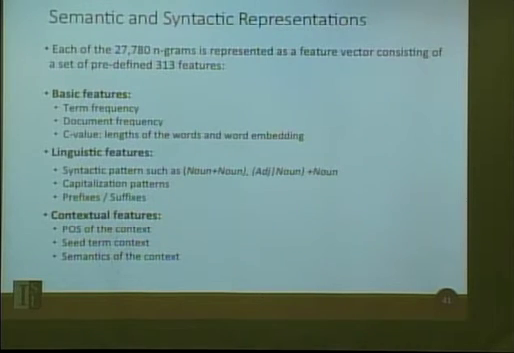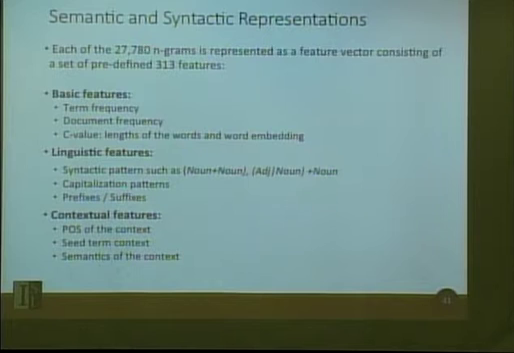So this is what we use to construct the vector for each n-gram, because we want to leverage data mining methods. For data mining methods, you have to construct the feature vector for your instance, and then throw that feature vector into the clustering methods. So we predefined 313 features. This is some of the features we used. We categorized them into basic features, linguistic features, and contextual features.